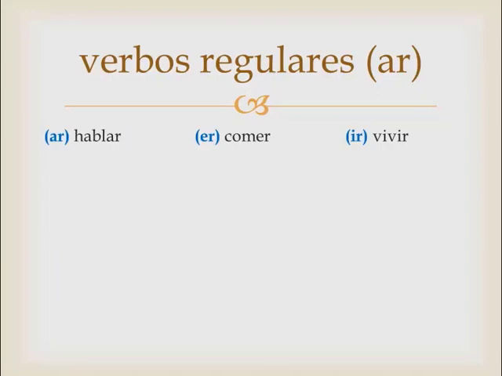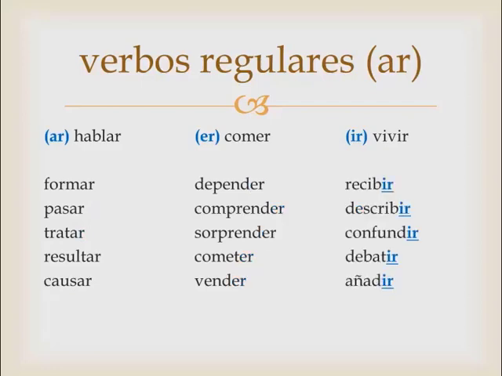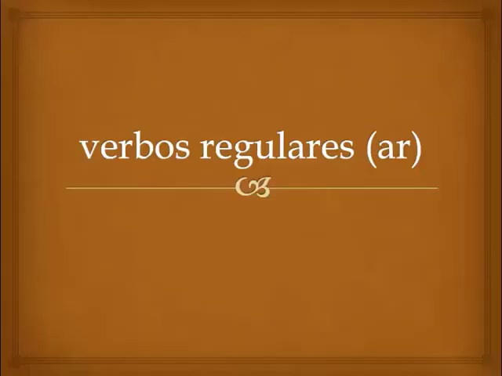Let's look again at this list of verbs. These are all going to end in AR, and there's a whole bunch more than that. These are examples of ER ending verbs, and of course verbs that end in IR. Next lesson, we're going to look at to eat, which is comer, to depend, to comprehend, to surprise, to commit, and to sell. I'm going to show you how to conjugate an ER verb in the next lesson. This has been verbs that are regular in the AR, and another way to call those verbs is verbs in the first conjugation.